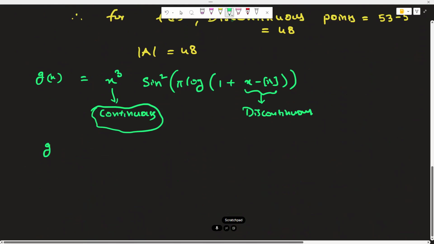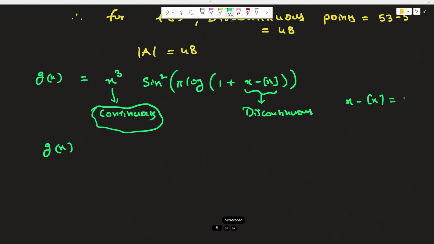So now we will rewrite, and we already know that x minus step x is equal to floor x. So g of x is equal to x cube sine square pi log of 1 plus floor x.